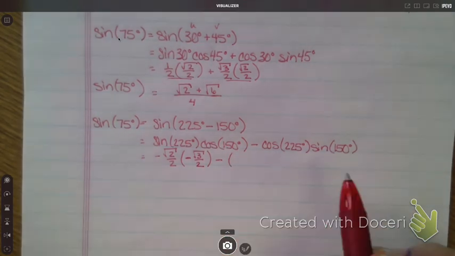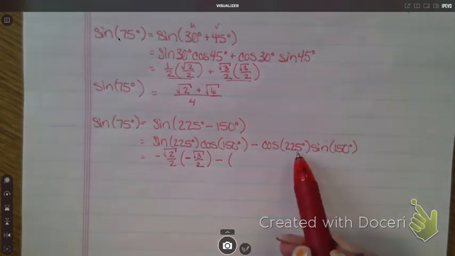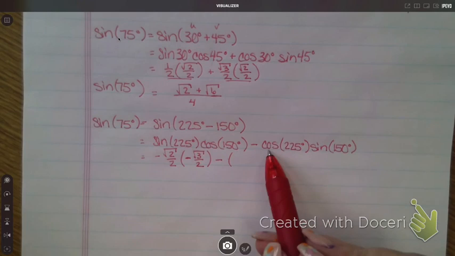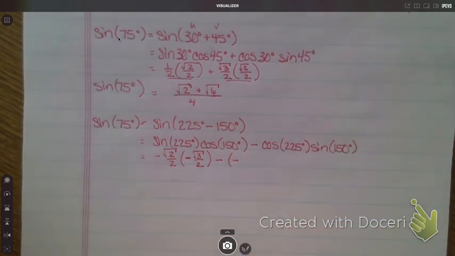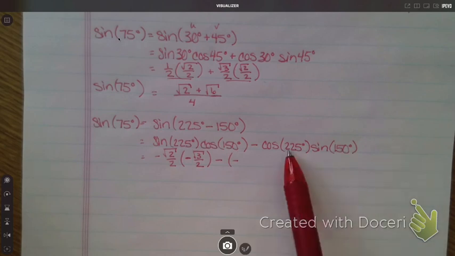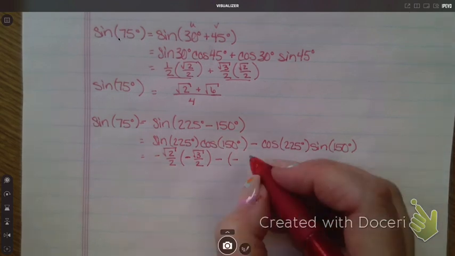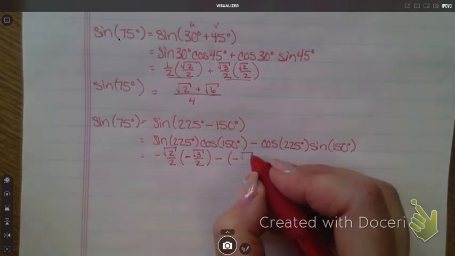Okay, 225 is in the third quadrant. Is cosine positive or negative in the third quadrant? Negative. So I decide my negative, and then I do my reference angle. The reference angle to 225 is 45. What's the cosine of 45? Square root of 2 over 2.